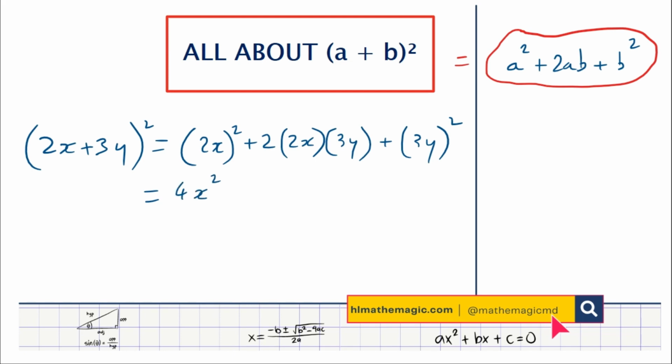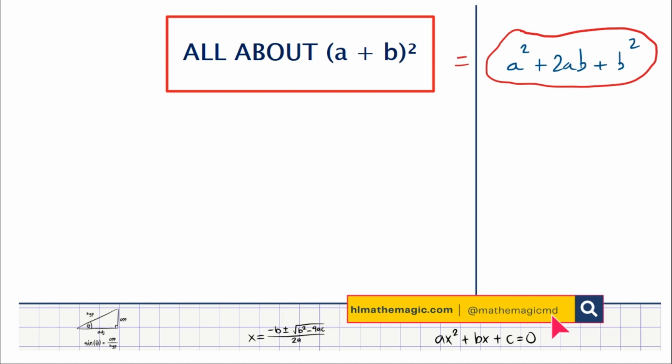2x times 3y. Again, your mental process should be 2 times 2 times 3, and 2 times 2 is 4. 4 times 3 is 12, so you can say this is 12, and then you have an x hanging out and another y here, so 12xy. Remember to put your variables in alphabetical order. And then for your 3y squared, same as the 2x at the beginning, it'll be 9y squared. Now this is the correct expansion for 2x plus 3y in bracket squared.